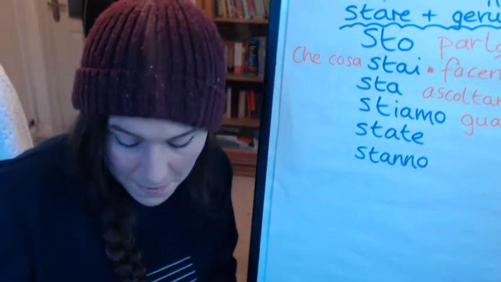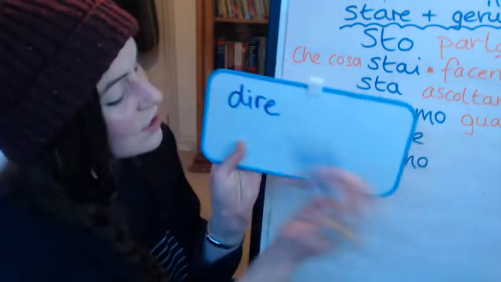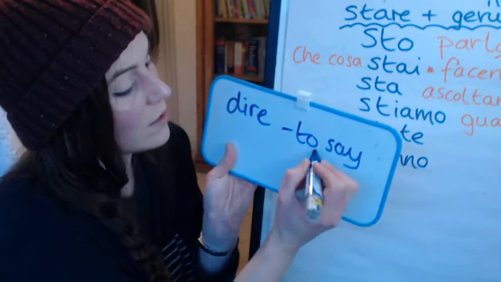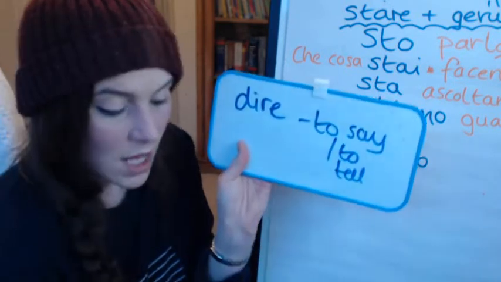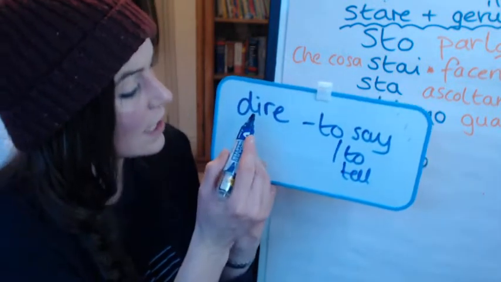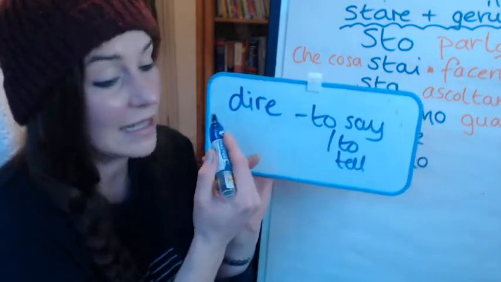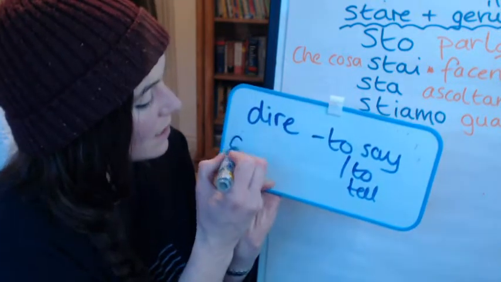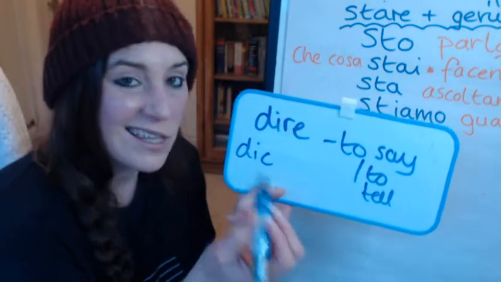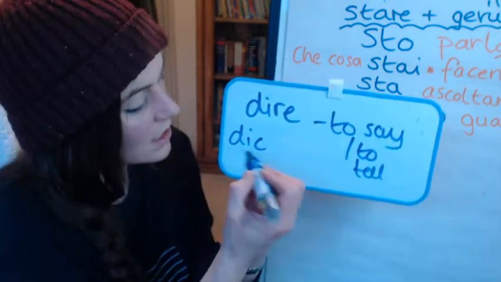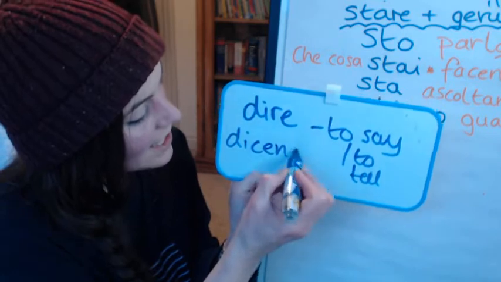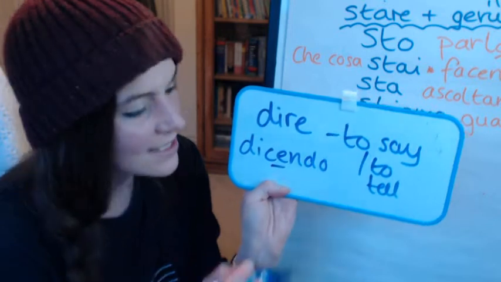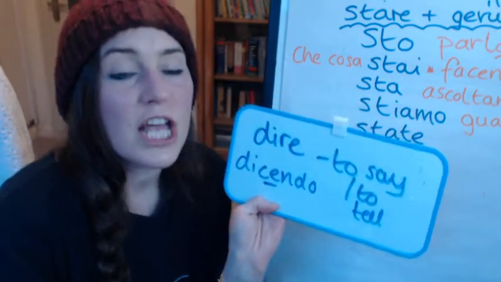So dire, to say or to tell. Instead of it going to endo and just being dendo, sto dendo, no. That's a little bit strange too. So it takes, again, I think it's the Latin stem, D-I-C, and then you add the E-N-D-O to that, dicendo. That's nice, isn't it? The C and the E sound as a C. Sto dicendo qualcosa.